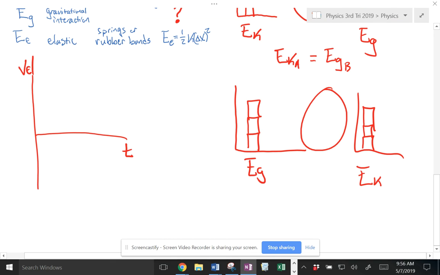When it leaves my hand, well, what's true of its EK? 0. So I know this thing starts with a velocity of 0, okay? Now, as it falls, this has been a little while. We didn't spend as much time in this unit as we maybe have in years past. What's that velocity versus time graph going to look like?